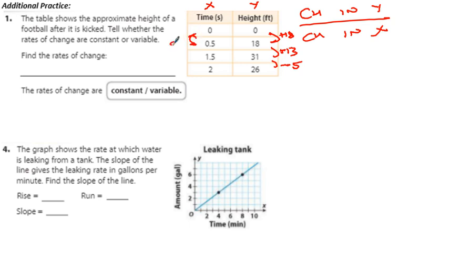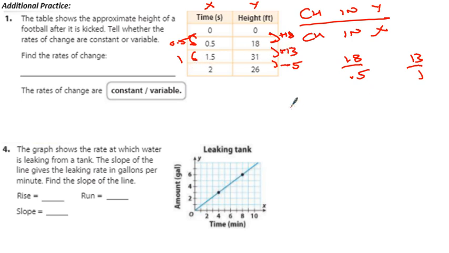So my change goes up 0.5, so this is going to be 18 over 0.5. Then I'm going to go up 1, so that's going to be 13 over 1. Because from 0.5 to 1.5, it's changing by 1. 18 to 31 is changing by 13. So that's why I went 13 over 1.